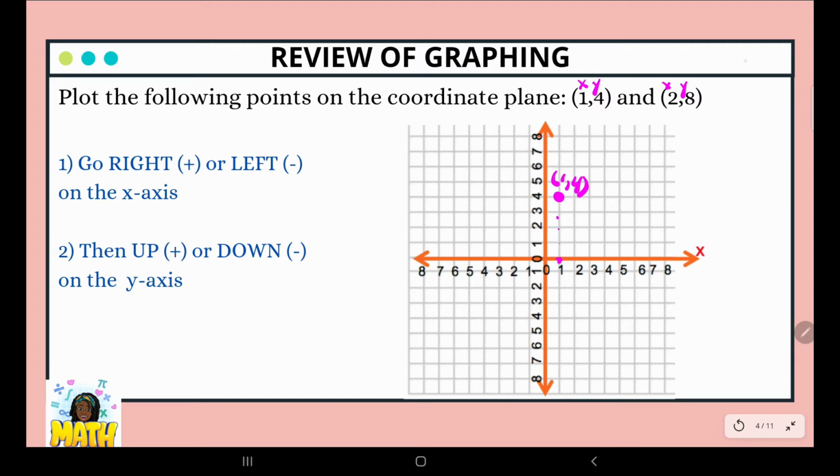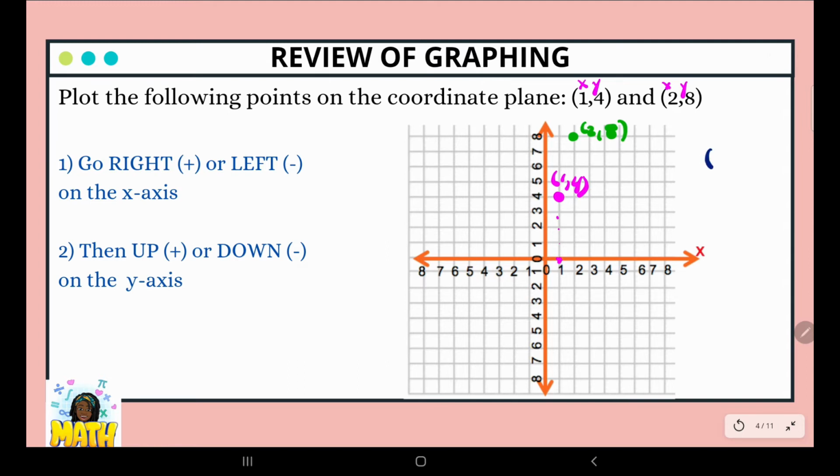Now let's take a look at the point (2, 8). So I go to the number 2 on my x-axis, and then I'm going to count up to the number 8 on my y-axis. Let's try a few more.